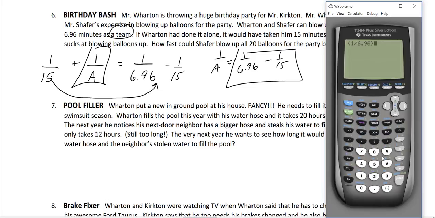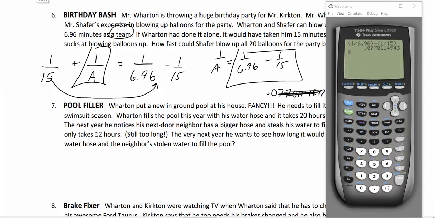I'm going to close parentheses. I'm going to minus. I'm going to open 1/15 there. Again, use the division sign. Don't use the ABC fraction bar. Close parentheses, and then I'm going to hit enter. And you'll notice that you get 0.077011494. You get some decimal. It doesn't really matter what that is.